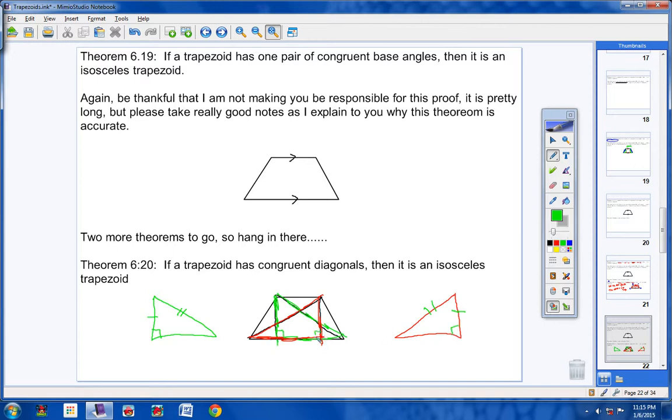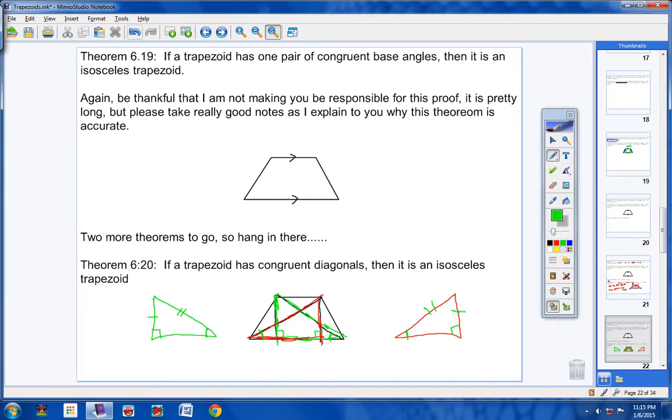Here's a right angle, here's a right angle. So I have hypotenuse leg of one right triangle congruent to hypotenuse leg of another right triangle. So I know these two triangles are congruent. Thus, if these two triangles are congruent, then this angle here is congruent to this angle here.